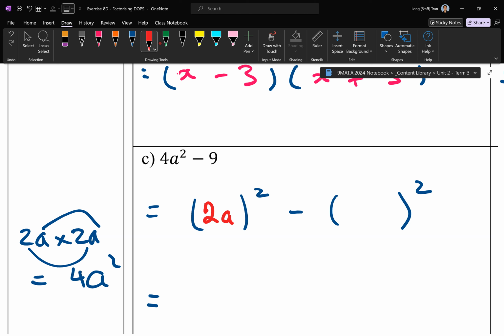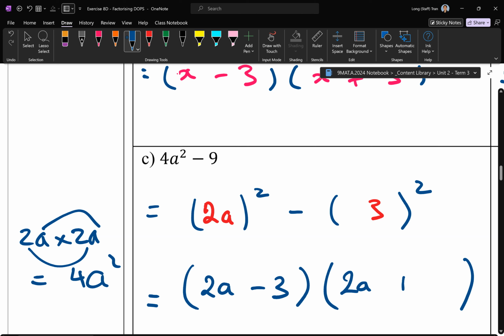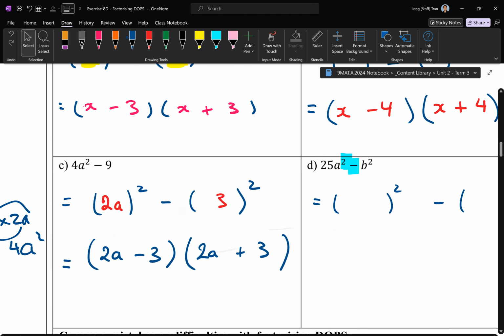Then the next one's pretty easy. We already worked with 9. What numbers multiply to itself to give you 9? 3. So then we write 3. Now, once you've got that, then the answer in the brackets becomes easier. So you should have 2 brackets. Here's my first term. Here's my second term. So it should be 2a minus 3 and 2a plus 3. See that? So once you get them in the brackets and you've done it correctly, then these answers will be easier. Let's have a look at the D.